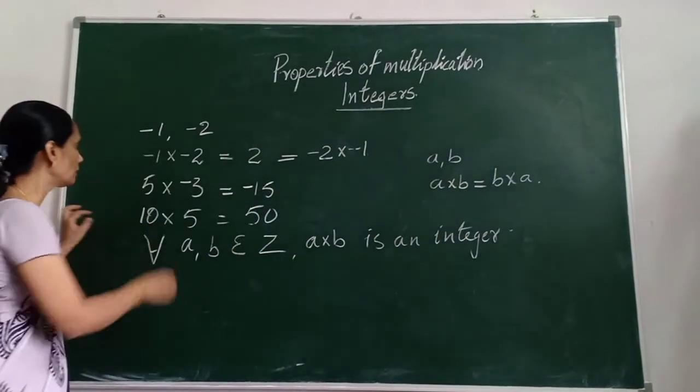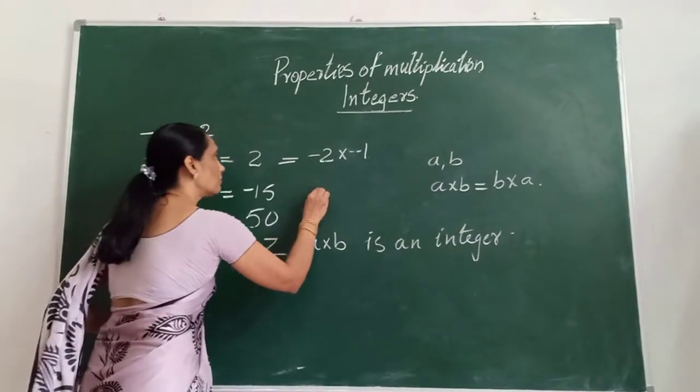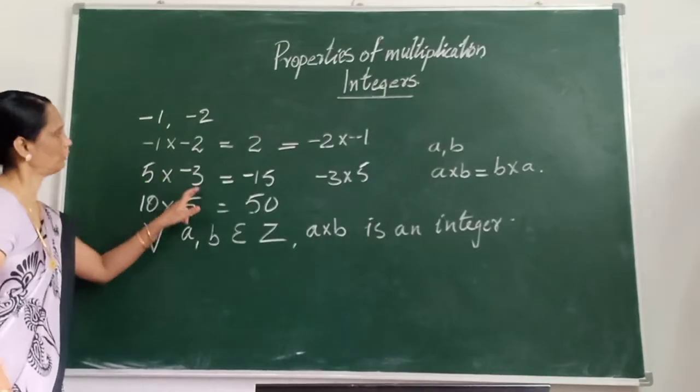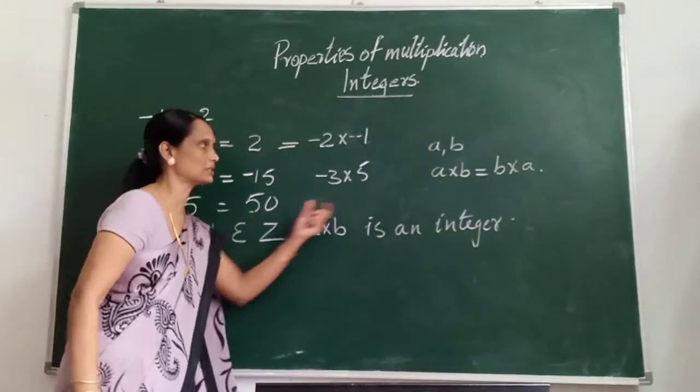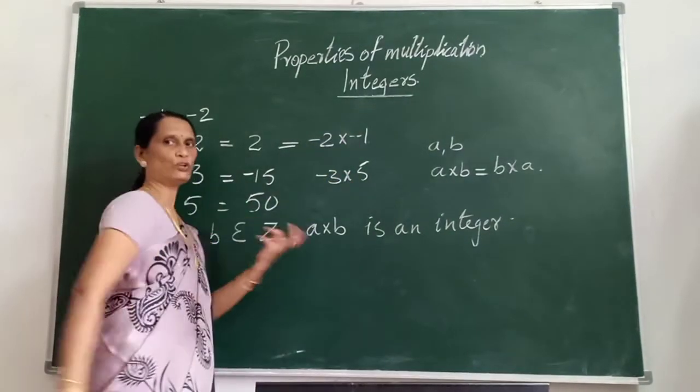Let us see this case also. 5 into minus 3 is equal to minus 15. What is minus 3 into 5? I just reverse the order. Minus 3 into 5. So what is minus 3 into 5?